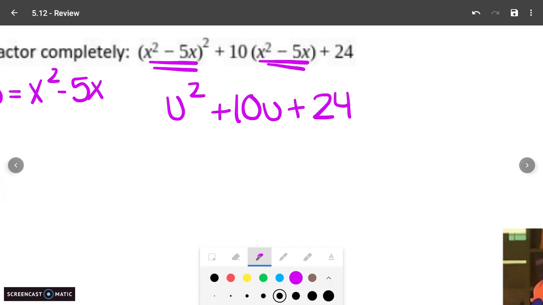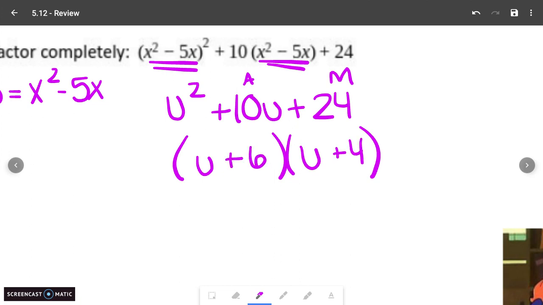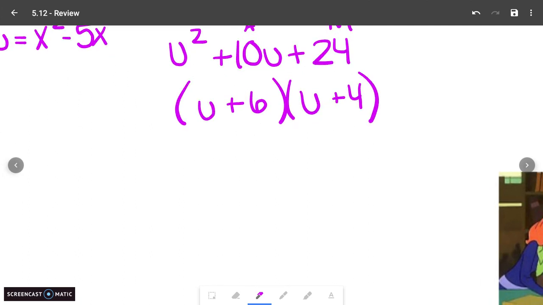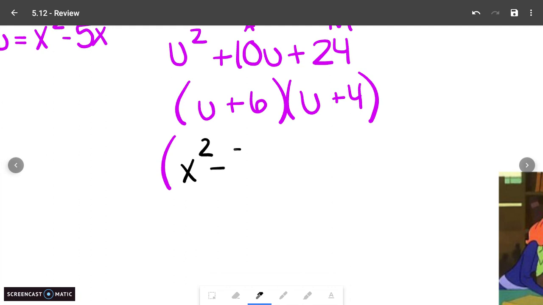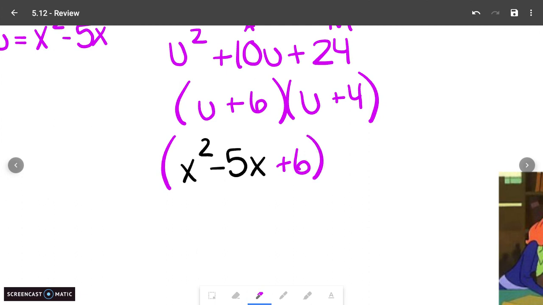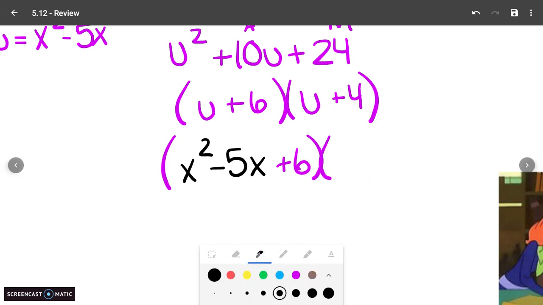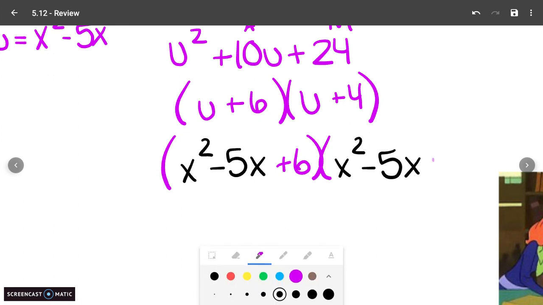But this is just the regular AM method then. So it's u and u. We want what adds to 10 and multiplies to 24. So it's going to be 6 and 4. Now, once you're here, we put back what we borrowed. So it's going to be x squared minus 5x plus the 6 that we just got. And then again, we're putting the u back as x squared minus 5x plus 4.